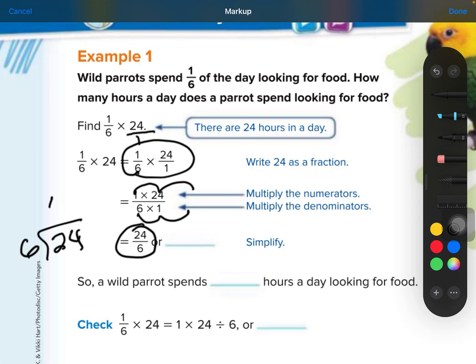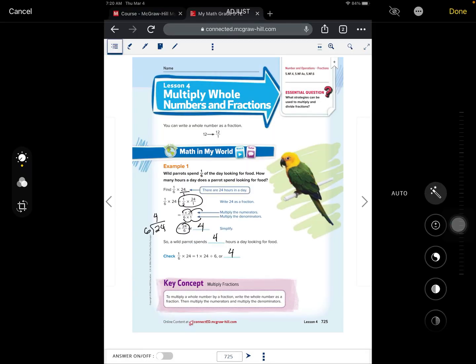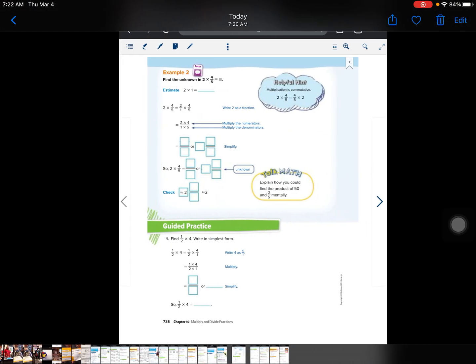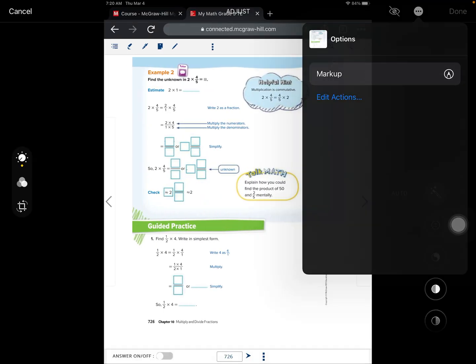So 6 will go into 24, or you can go like this to help you remember. 6 will go into 24 about 4 times. So there are 4 whole numbers hidden in that fraction. So we'd put 4 as our answer right there.